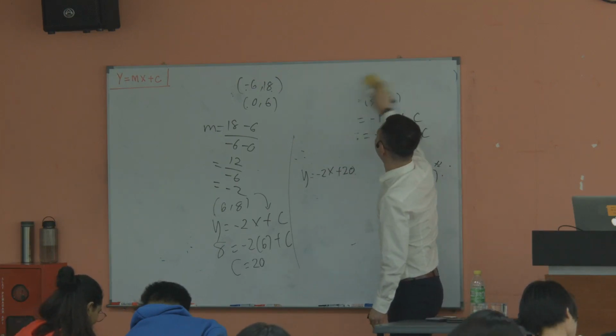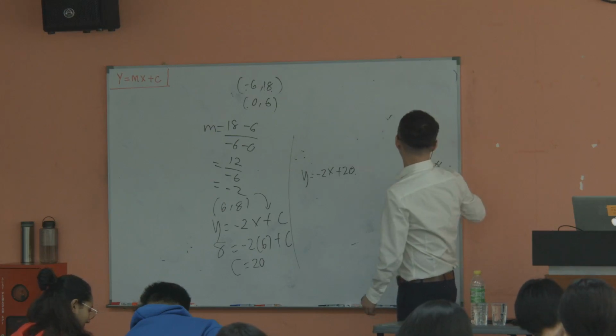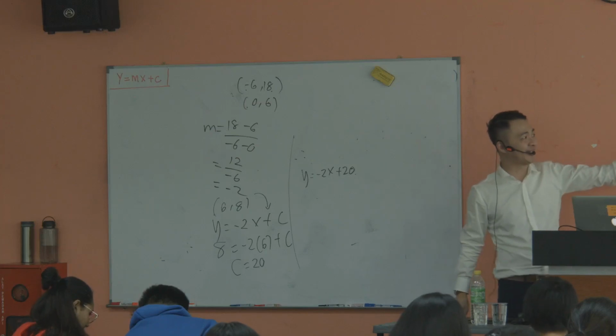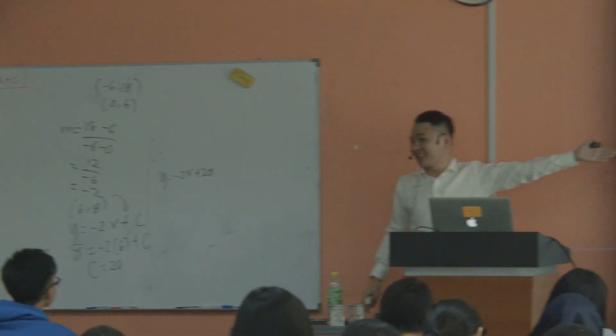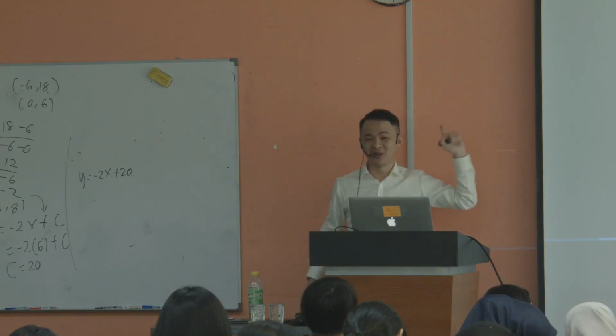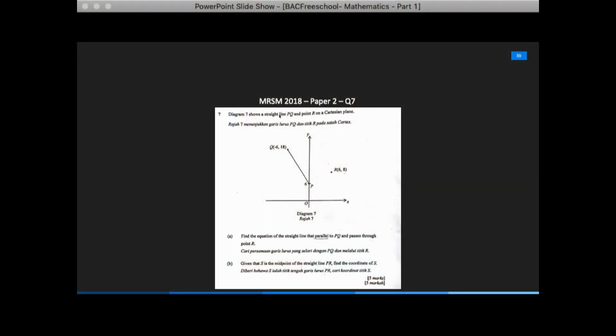Quite straightforward, but you need to understand that in this kind of question, it doesn't draw out a second line for you. The hard part is you basically need to visualize another line. You need to understand the line will be parallel to PQ and will pass through R. So you need to draw the line yourself and find the equation. Okay? Next.